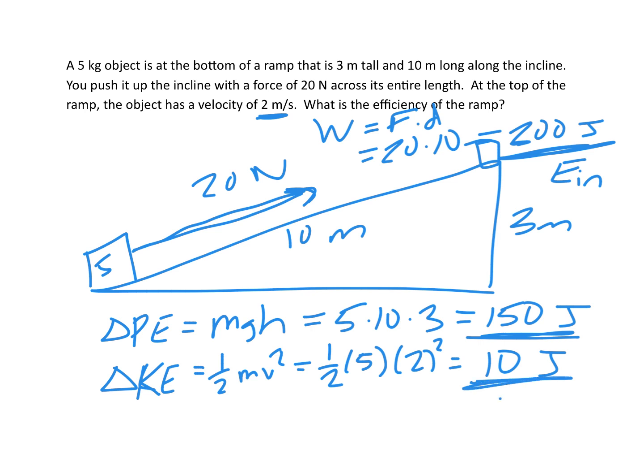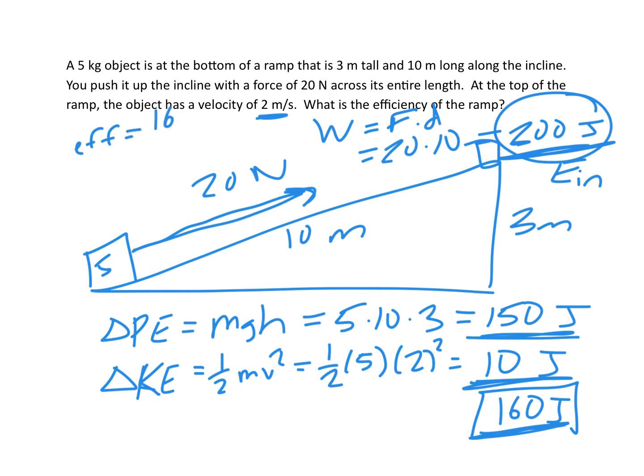We don't really care about that. We get 160 joules out that was useful. So we put in 200, we got 160 out. So the efficiency is the energy out divided by the energy in times 100. And when you go through and do that, you should get an efficiency of 80%. So better than our last one. We're not losing as much to friction, or a smaller percentage to friction.